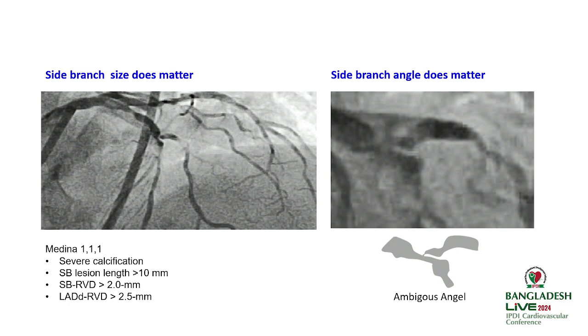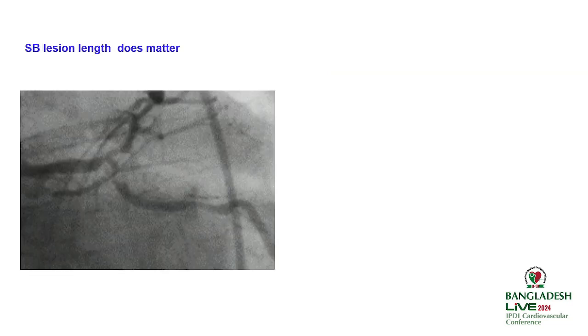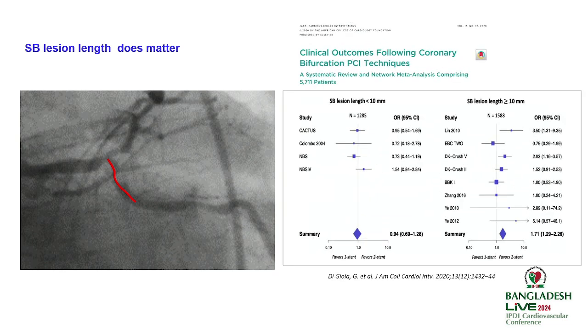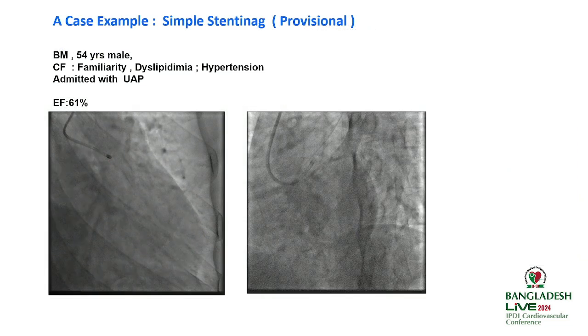Of course, side branch size does matter also, as we mentioned before. The angle does matter also. And the length of the lesion on the side branch, I think it is very important. And this is coming from this meta-analysis showing that if we are dealing with a side branch lesion less than 10 millimeters, then there is no difference between provisional and double stenting. But double stenting is doing better if you have a side branch lesion more than 10 millimeters.